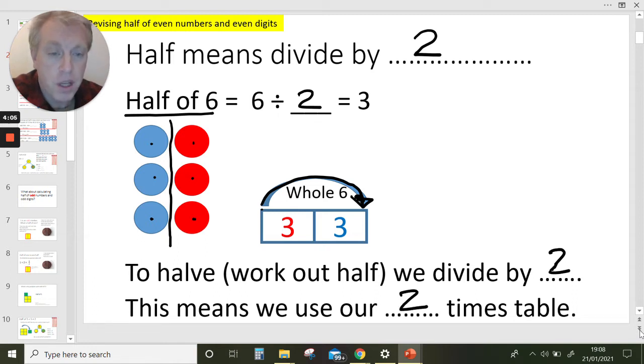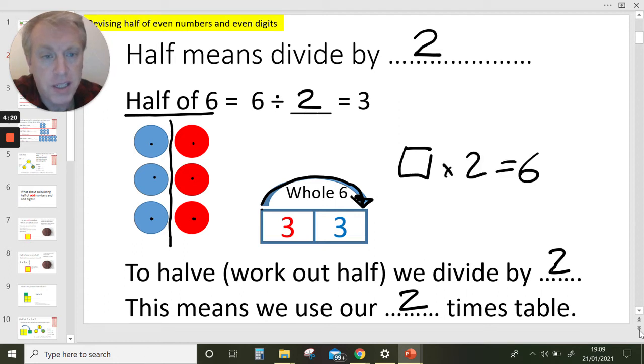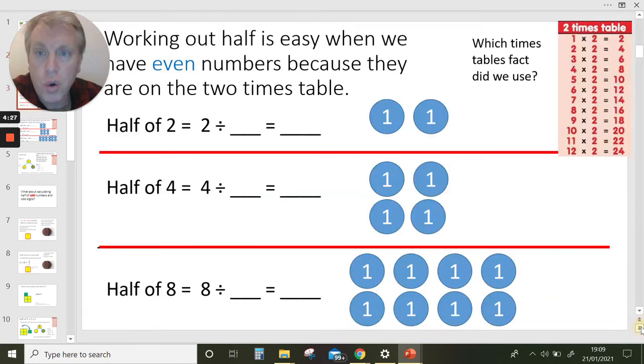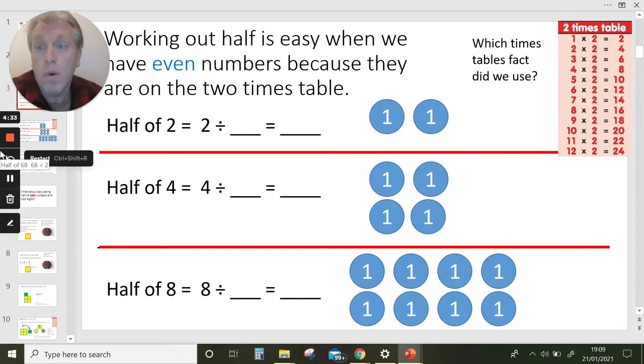And we use our 2 times table, don't we? 6 divided by 2. We're saying how many 2s make 6? What number times 2 makes 6? Okay, 3 times 2. Half of 6 is 3. Well, this is not too hard. So working out half of a number is easy when we have even numbers because they're on the 2 times table. They come in nice even 2s.